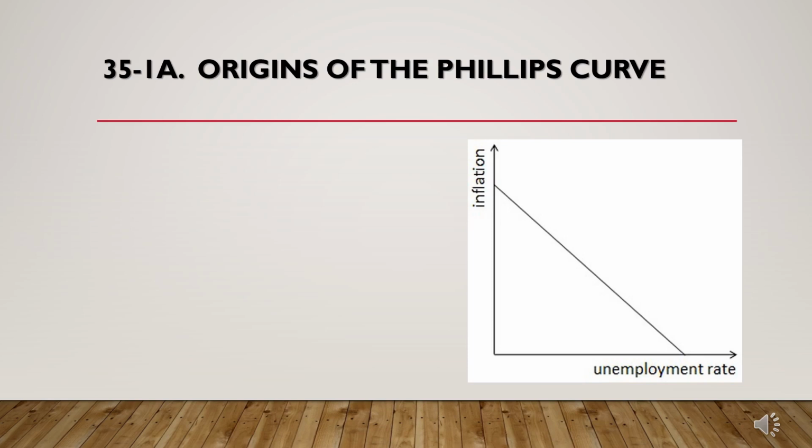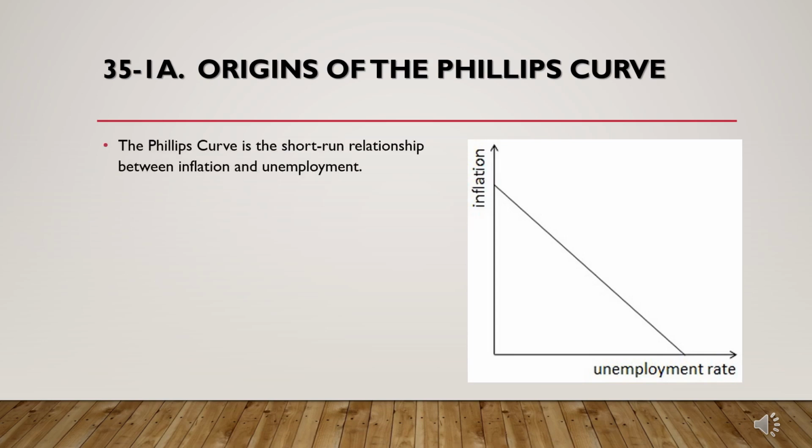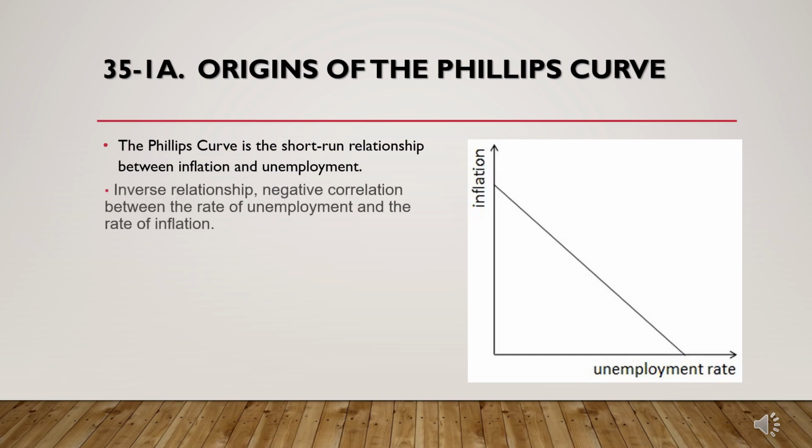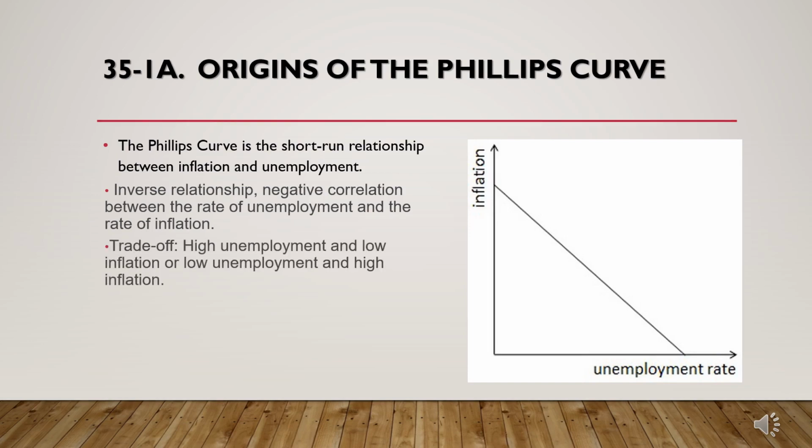The Phillips curve was first found in 1958 when wages rose and unemployment fell in the UK. So, basically, the curve shows the short-run relationship between inflation and unemployment. As you can see from the graph, the line slopes downward, which shows a negative correlation or inverse relationship between unemployment and the rate of inflation. The curve illustrates a trade-off in the economy: high unemployment and low inflation, or low unemployment and high inflation.